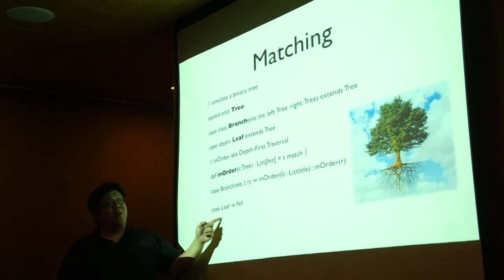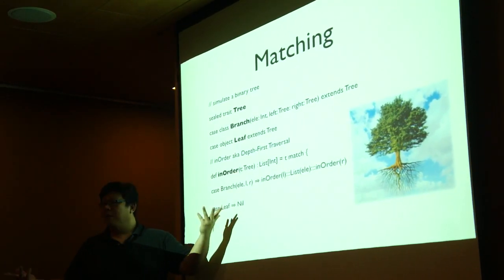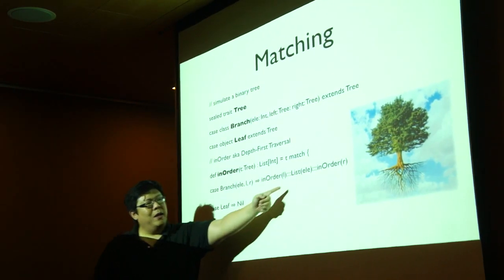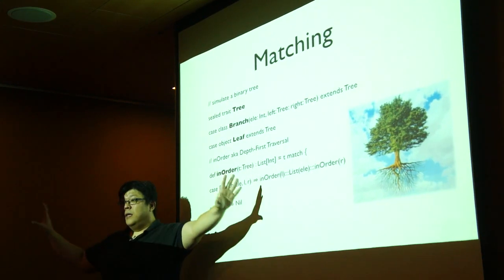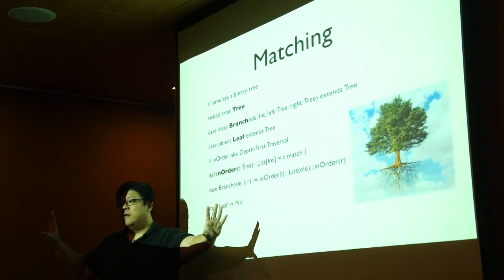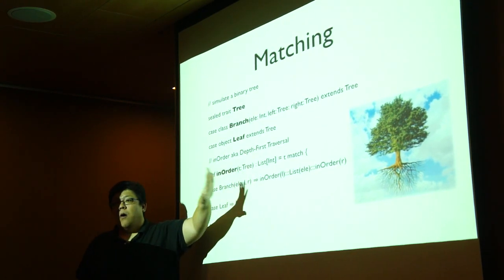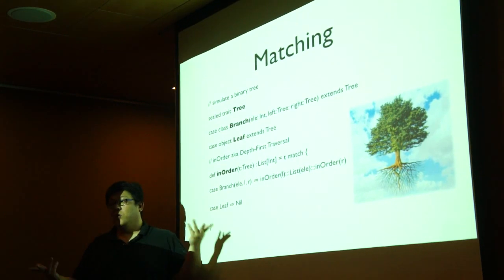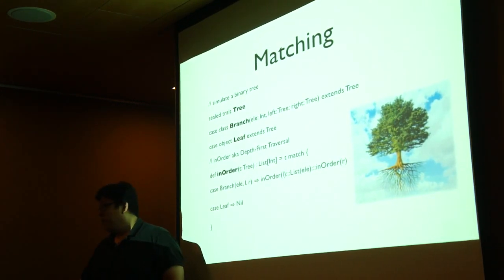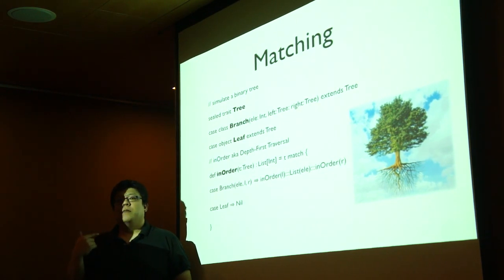Then when you see the leaf of the tree, you do nothing, you return nil. Because when nil is returned, in here or here, this whole expression becomes a list. Then you have a list of all the values. This concept exists in all of the functional programming languages. Maybe the syntax is a bit different. Some like it, some don't. You have to pick something that you like. Any questions on the matching?